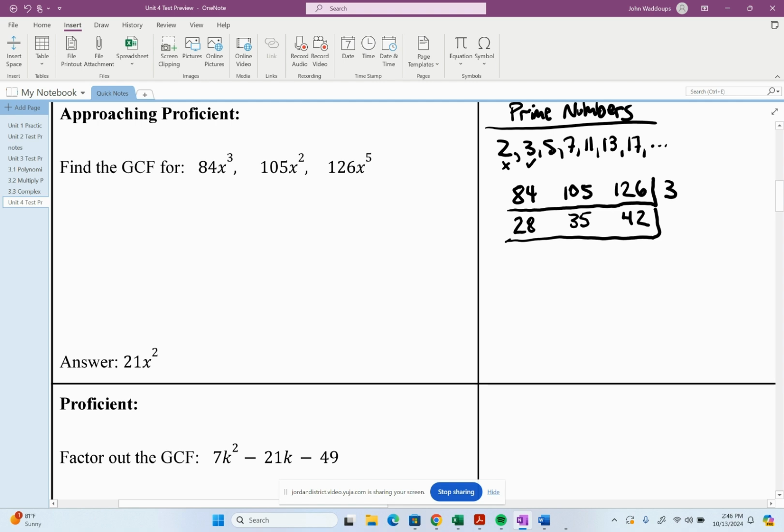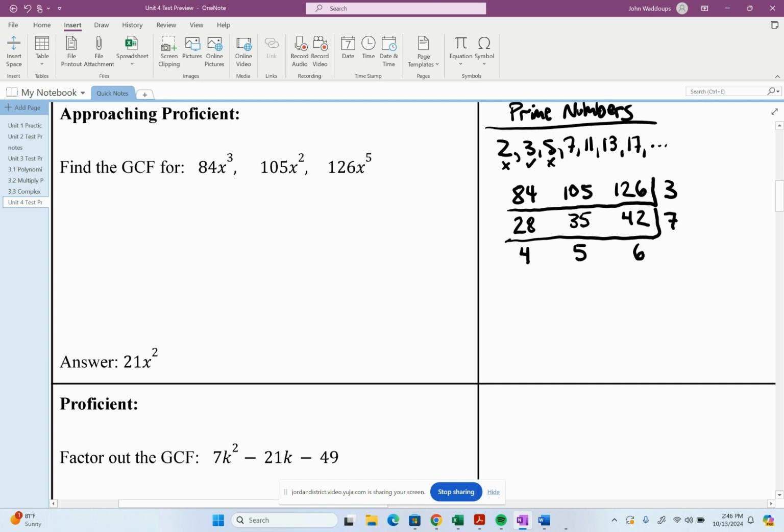5: only if it ends in a 0 or a 5. So 35, yes, but 28, no. So I'm going to skip 5. 7: well, I just happen to know that 28, 35, and 42 are all multiples of 7. So I'm going to go ahead and put that. And then 7 goes into 28 4 times. 7 goes into 35 5 times. And 7 goes into 42 6 times.